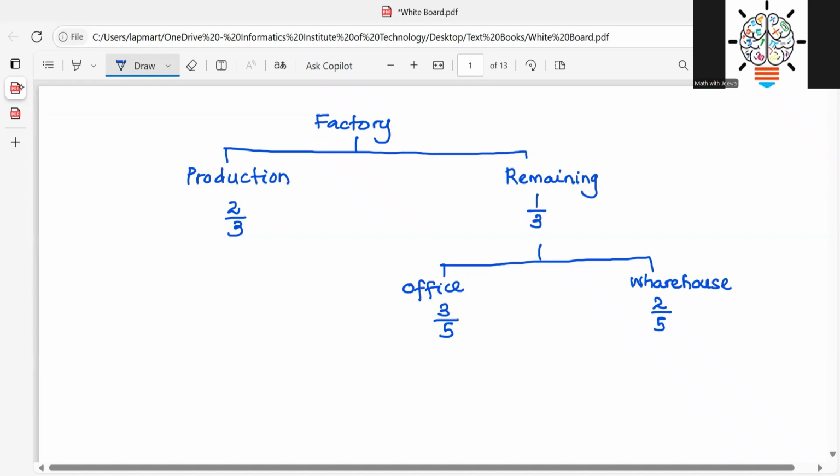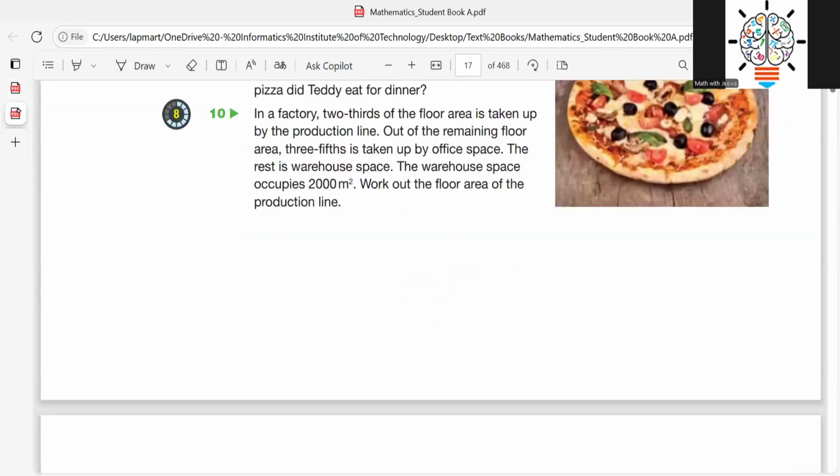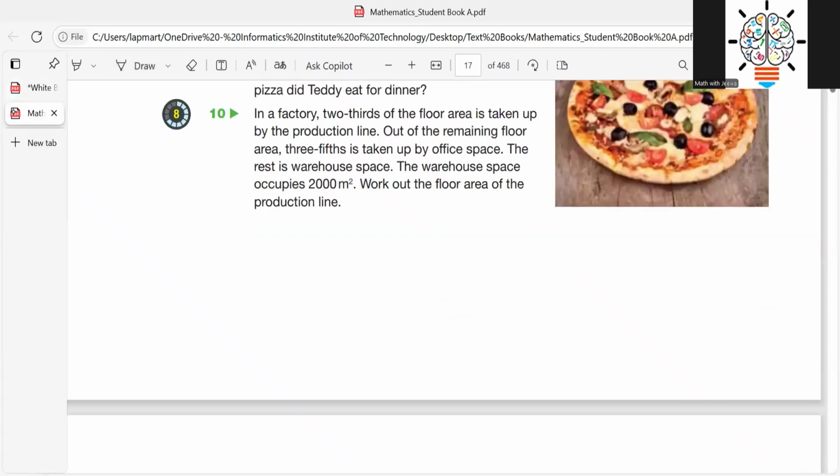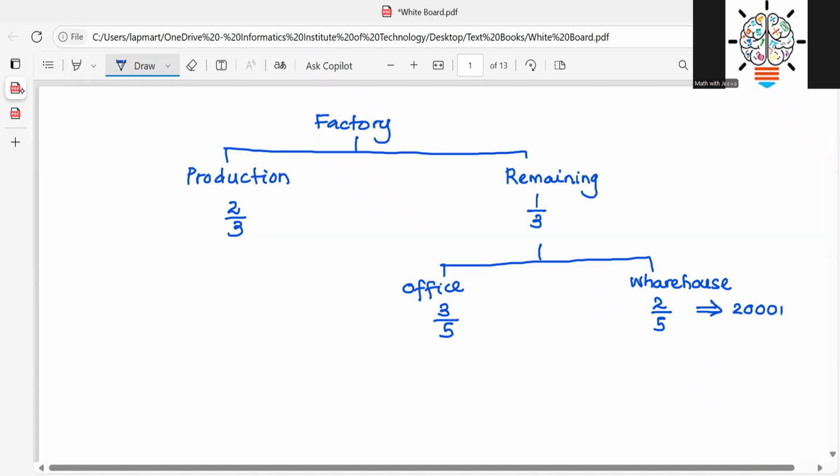Right? So what I did, while reading the question, I just marked the information available for me. The warehouse space occupies 2,000. So this is equal to 2,000 square meters.